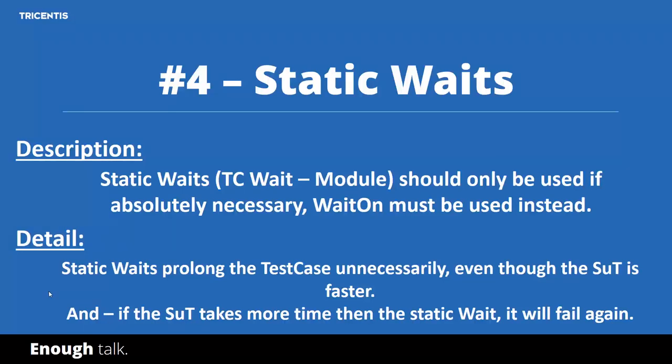If you have a static wait of 5 seconds and your application one time takes 4 seconds and one time takes 10 seconds, then the time it takes 4 seconds, you wait too long, which prolongs the execution time of your test cases. This might not make a difference for one test case, but for 1,000 test cases, each and every second counts if you want to execute them in a nightly run, right? And if the application takes 10 seconds instead of those 5 seconds, then the test case fails again, even though you built this TC Wait to wait for your application.